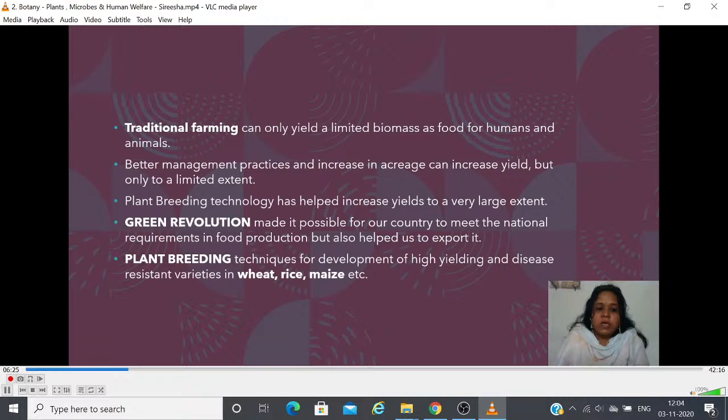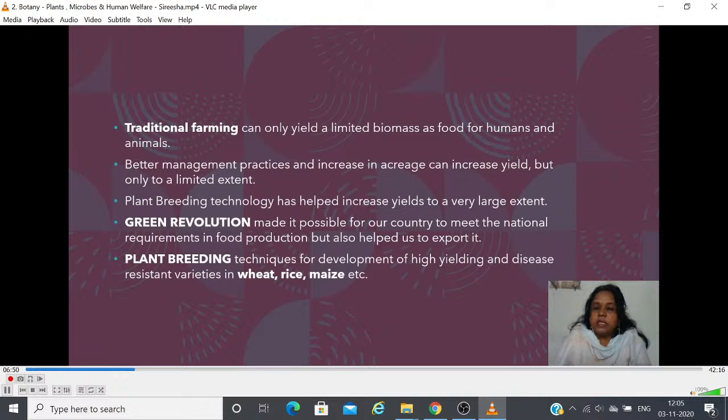Like this, some technologies like plant breeding technology have helped increase yields to a very large extent. This technique, plant breeding, is also useful for increasing the yield. And the Green Revolution made it possible for our country to meet the national requirements in food production, and also helped us to export it.